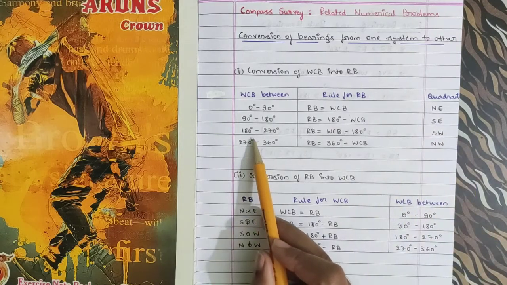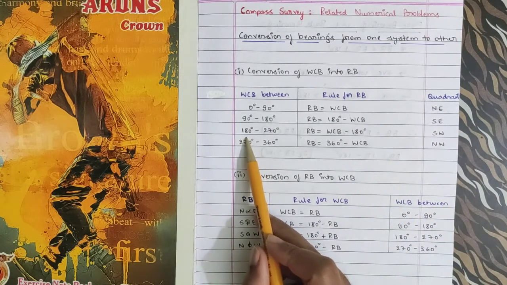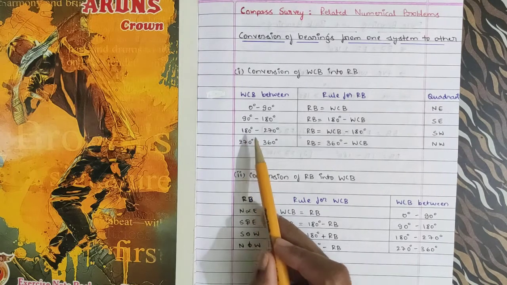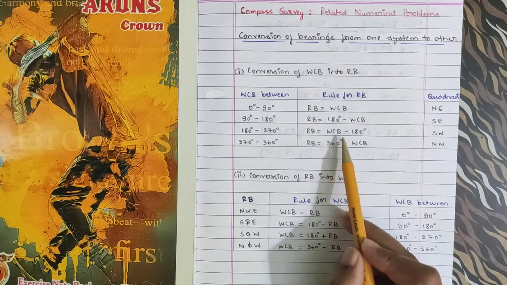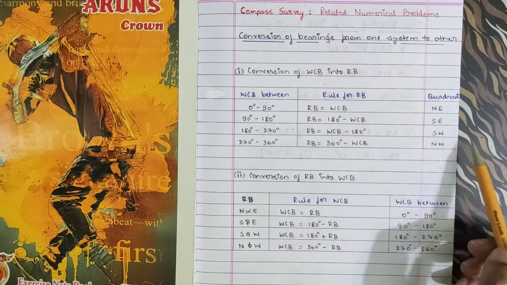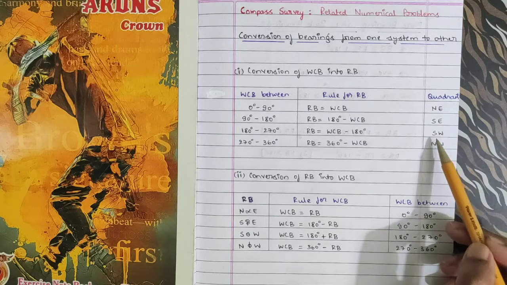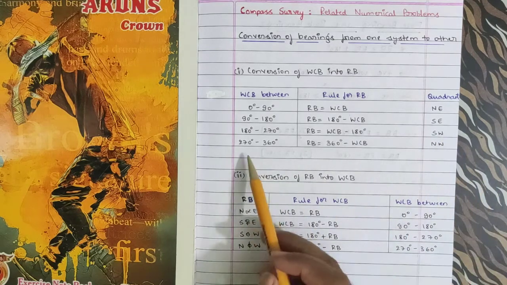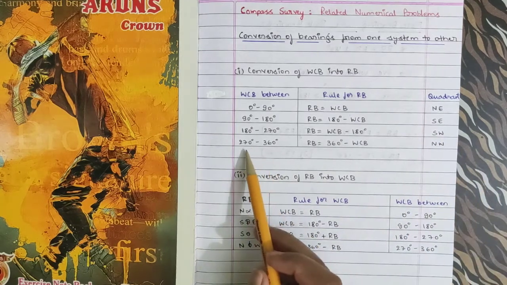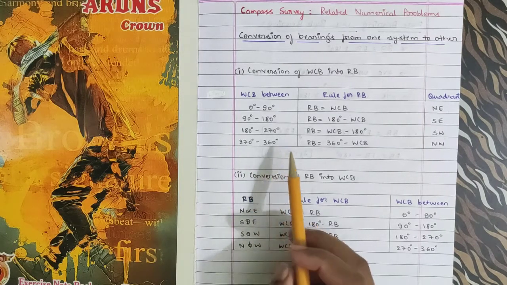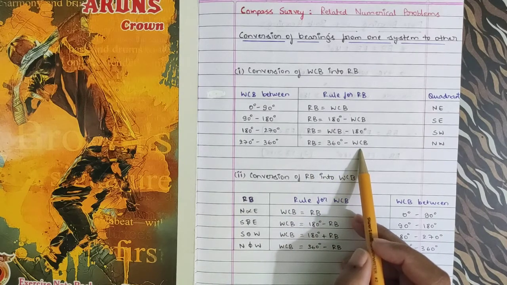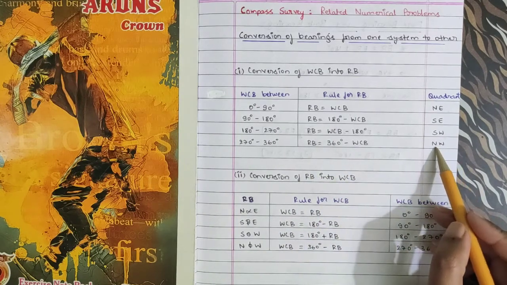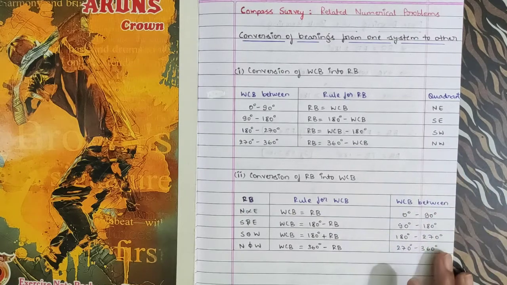Coming to the next one, if the whole circle bearing is between 180 degree to 270 degree, the rule for reduced bearing is whole circle bearing minus 180 degree, and it will be in the third quadrant, that is southwest. If the whole circle bearing is between 270 degree to 360 degree, then the rule for reduced bearing is 360 degree minus whole circle bearing, and it will be in the fourth quadrant.